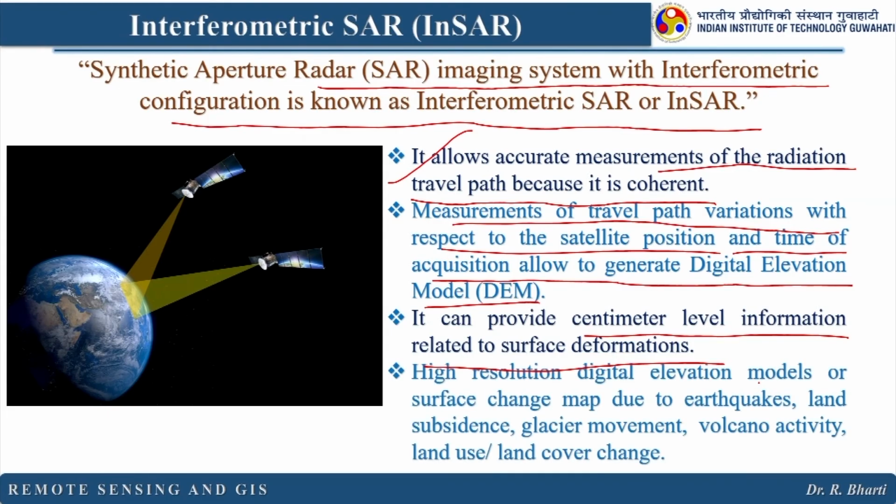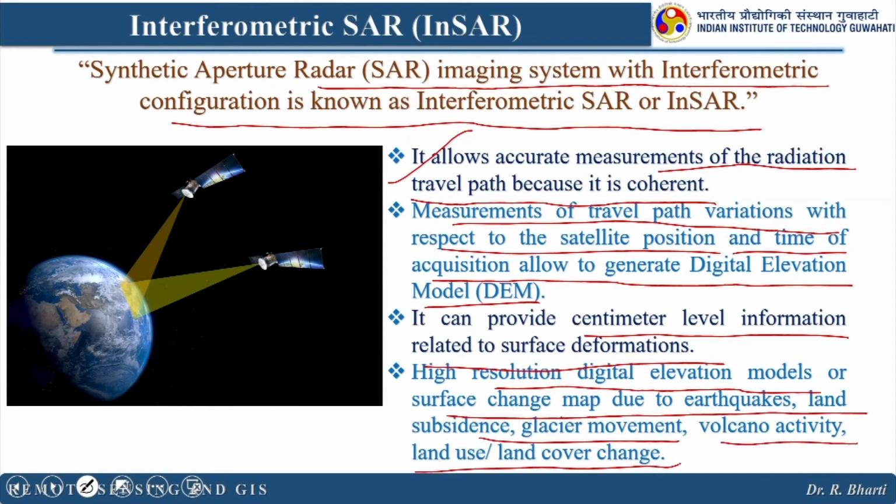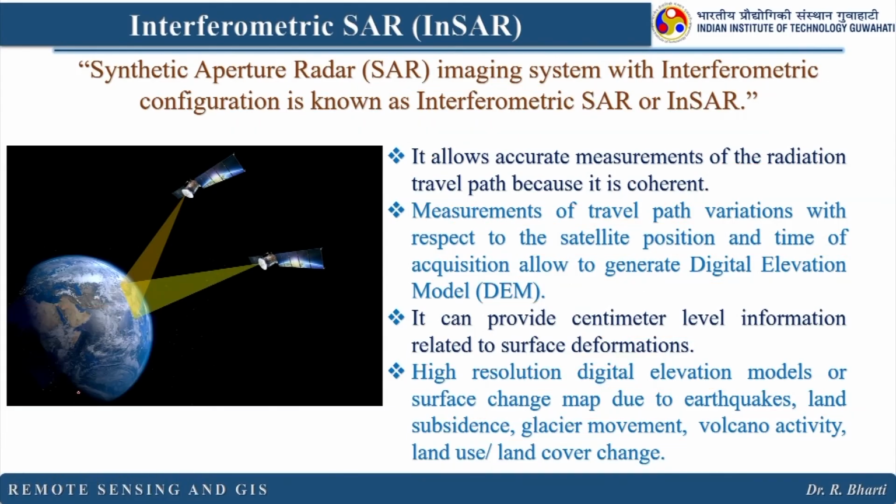And the next point is high resolution digital elevation models or surface change maps due to earthquake, land subsidence, glacial movement, volcanic activity, land use, land cover change can be estimated accurately using this INSAR. Why? Because it is something like photogrammetry. I have taught you, if you change the position of the observer and you see the same material from two different positions, the information will be different and you can exactly pinpoint their properties, especially the geometric properties.